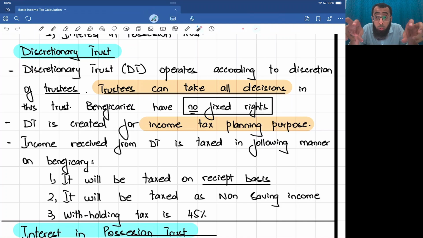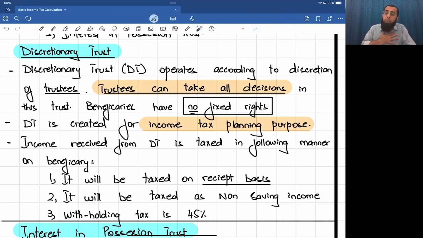You identify those family members who have the personal allowance available, who have the basic rate band available. You change the beneficiaries every year. Your entire objective is to do the tax planning. Okay, try and understand. You don't create discretionary trust for other reasons.